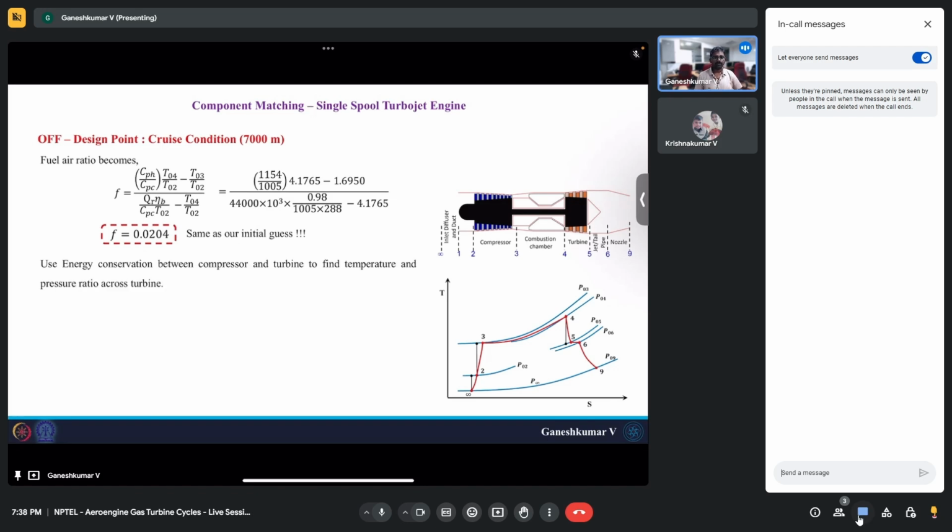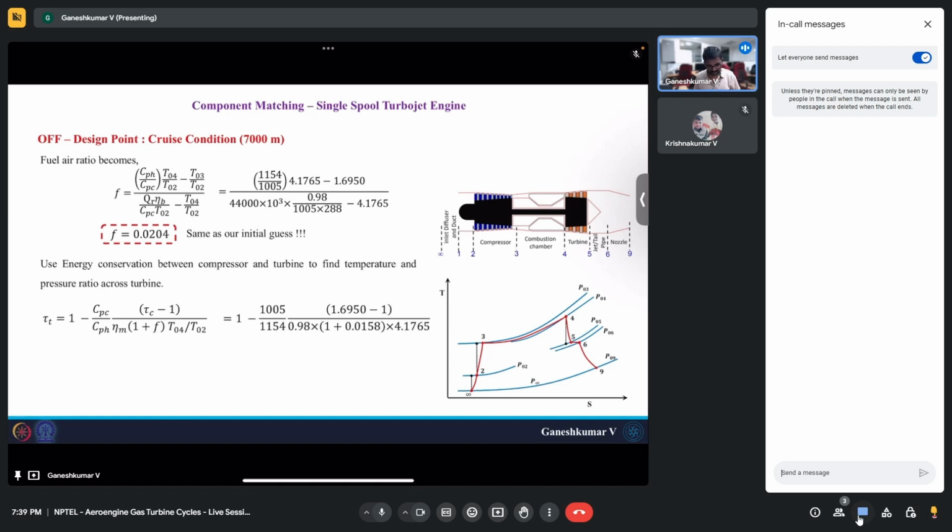All right. Now what we need to do is match the turbine work to the compressor work, and that is going to give me the temperature ratio and pressure ratio across the turbine. Okay, so that is what we are trying to find out now, the temperature ratio across the turbine. In this equation, we know everything. Mechanical efficiency is 98% in this problem, so you can substitute those numbers. f and T04 by T02 we just found out, and tau c, we know pi c, we can find the tau c. We also did that in the last slide.